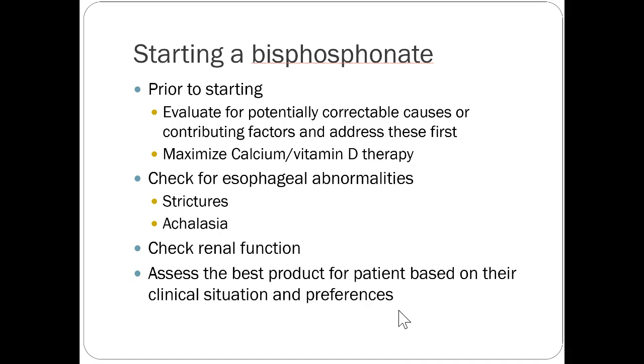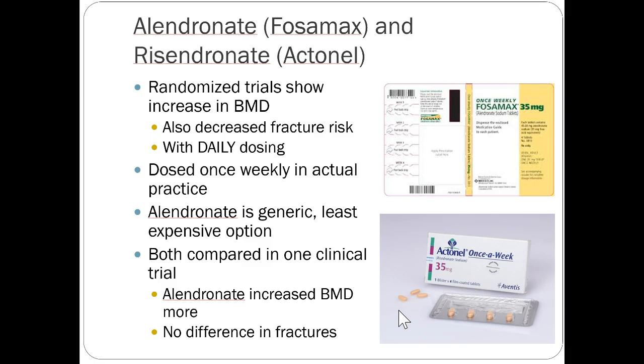Renal function, they are renally eliminated, so that's something we want to look at as well. And the products are mostly going to be interchangeable based on patient preference. As far as efficacy, they're all about the same. The 2 most common ones you're going to see are alendronate and risedronate. Alendronate's Fosamax, risedronate's Actonel. And they come in some different formulations, different doses and different recommendations.